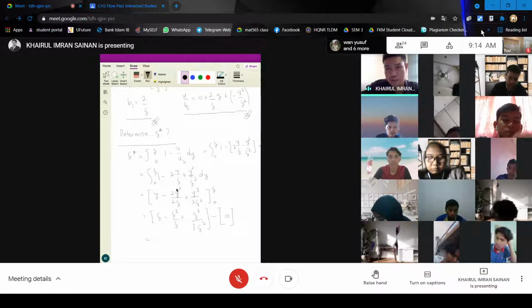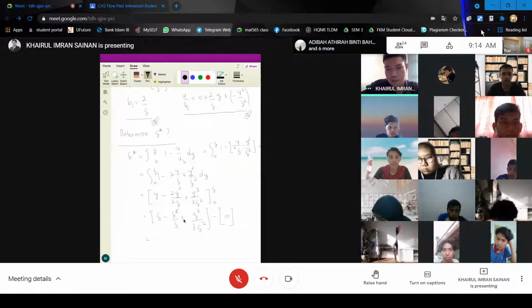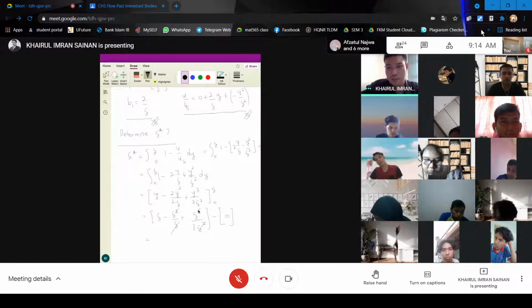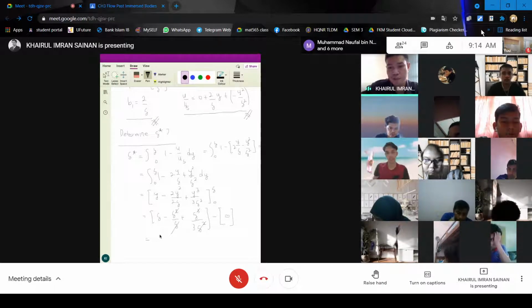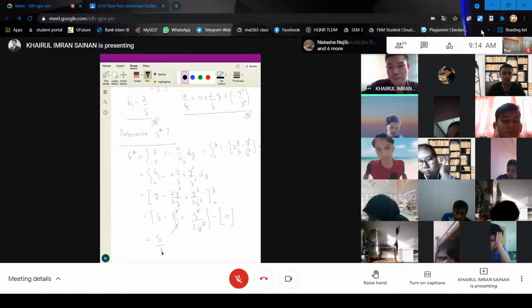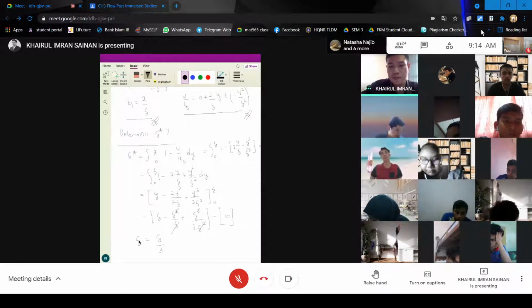Okay, so this one is cancelled out, becomes delta. So delta minus delta cancel out. So what you're gonna have is delta star equals delta over 3. So that is delta star.